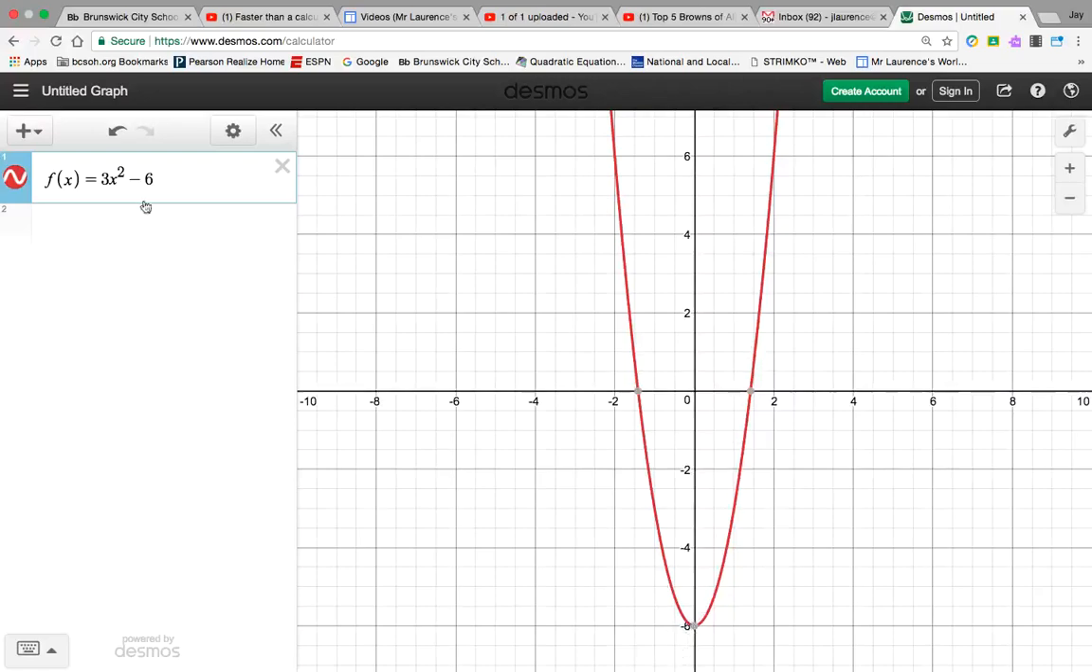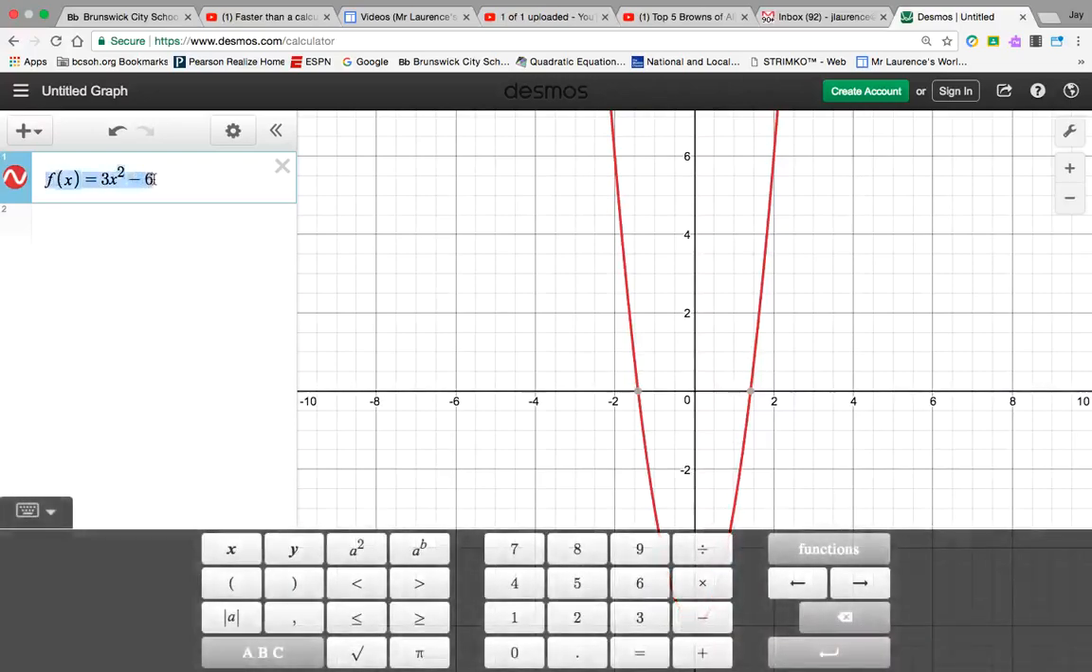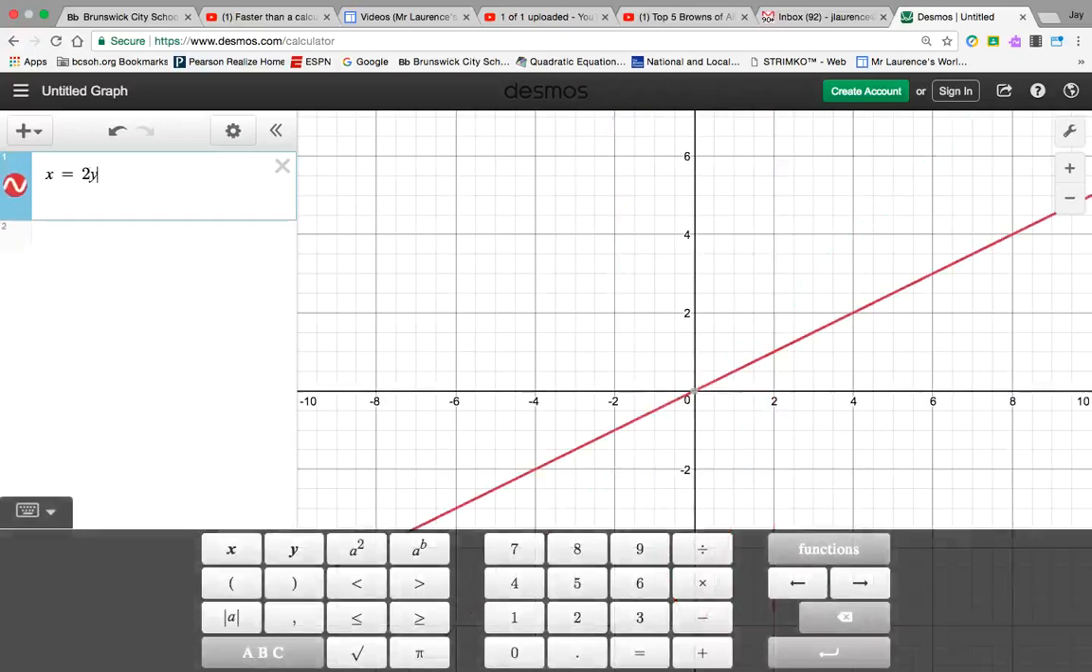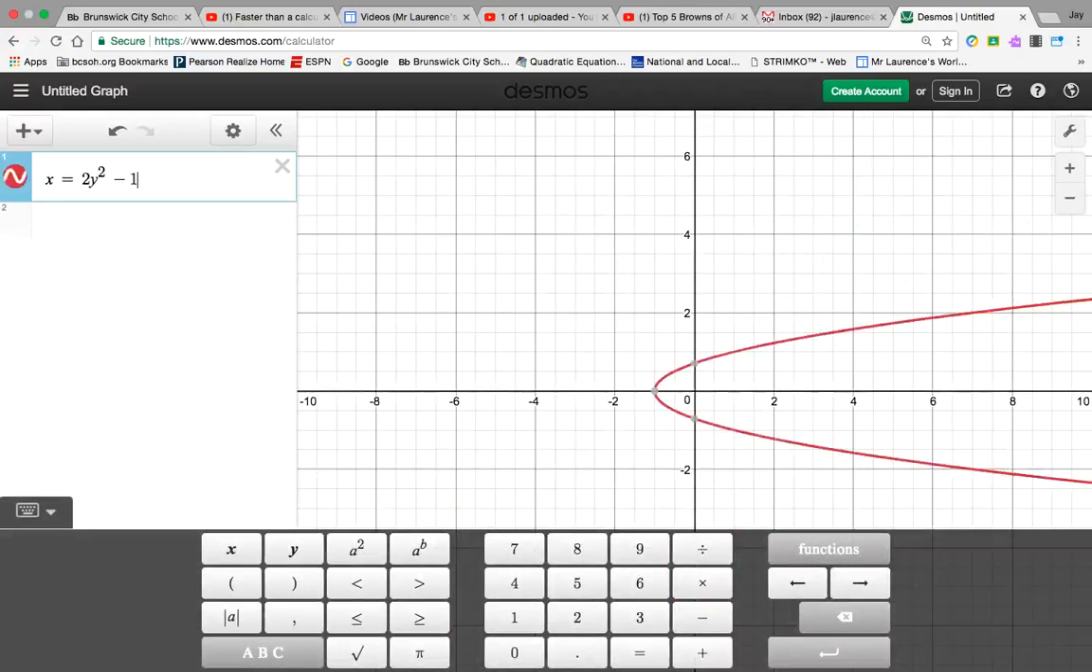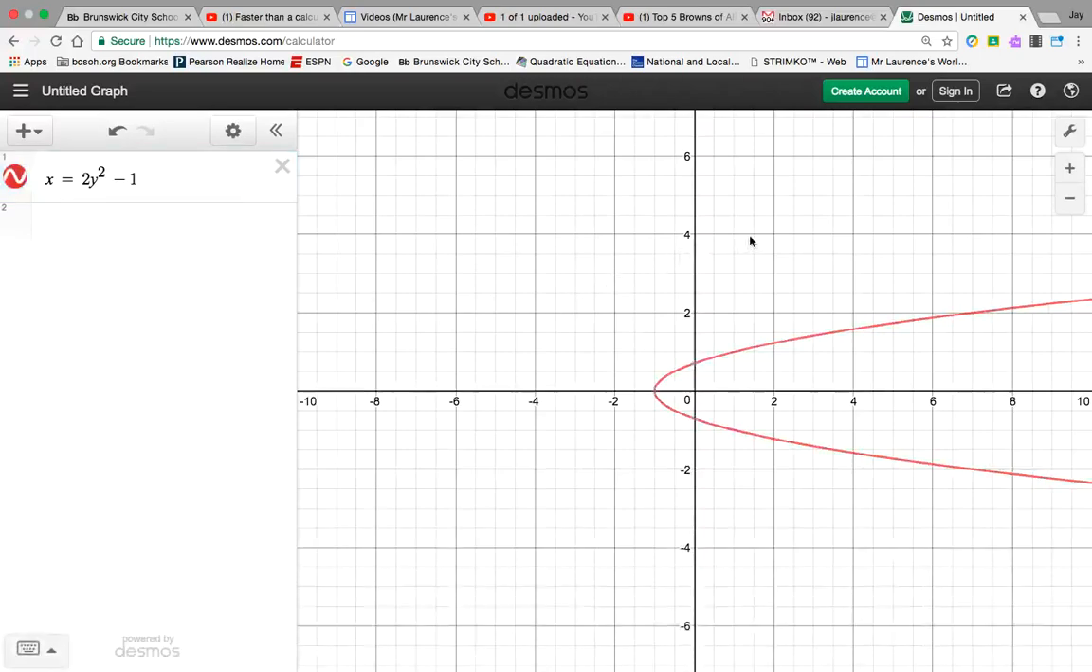Now, if the parabola looked like this, x equals 2y to the second power, let's go minus 1. Here my domain is not all real numbers because look at all these negatives that are not included. The smallest value of x that's included is negative 1. So the domain would be all real numbers such that x is greater than or equal to -1. The range, however, will be all real numbers because this parabola is going to get wider and wider.